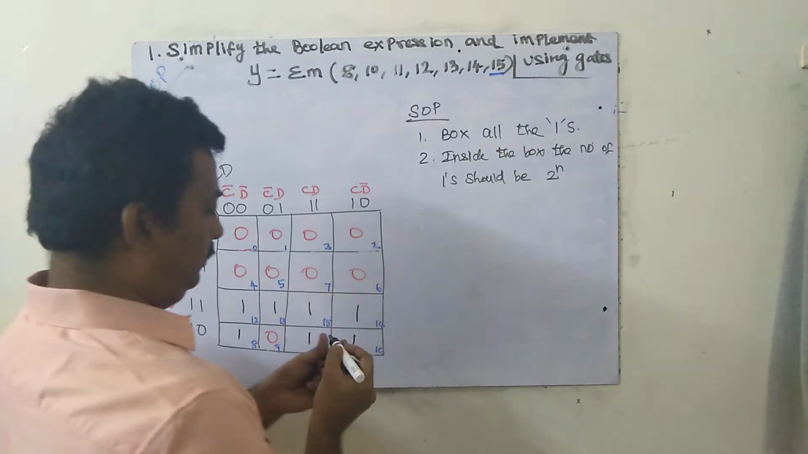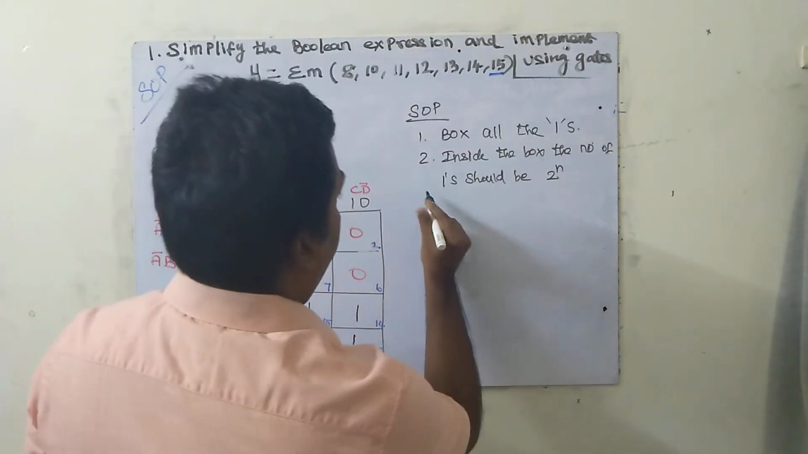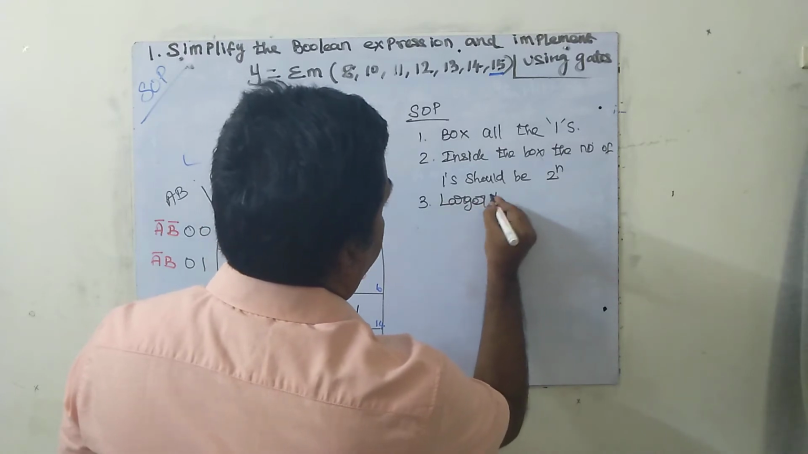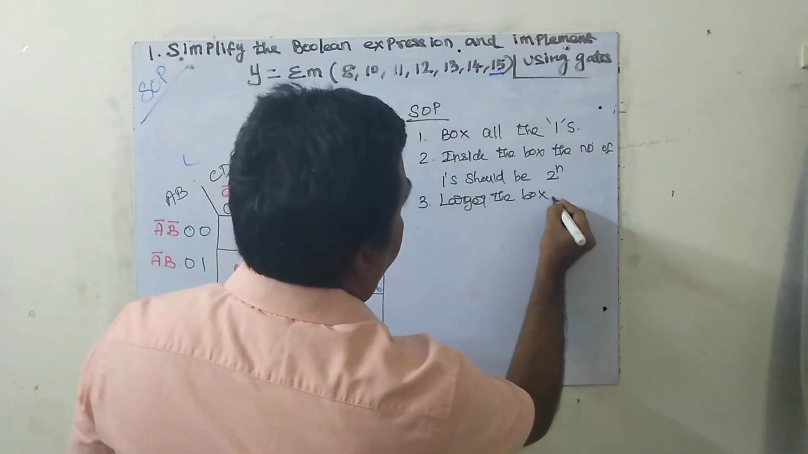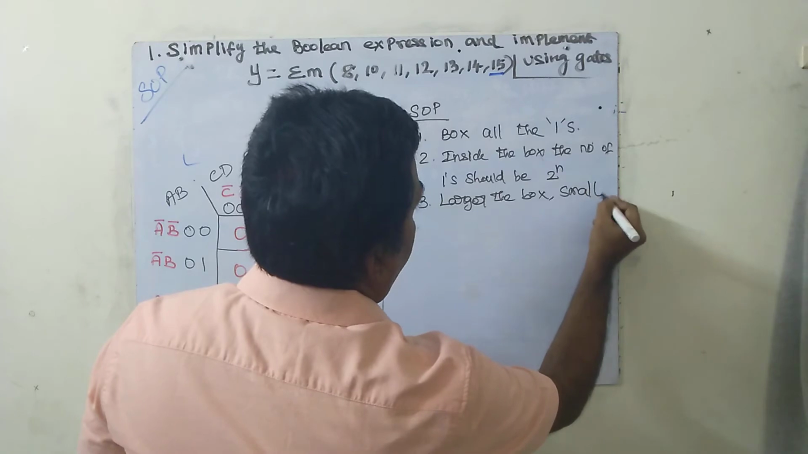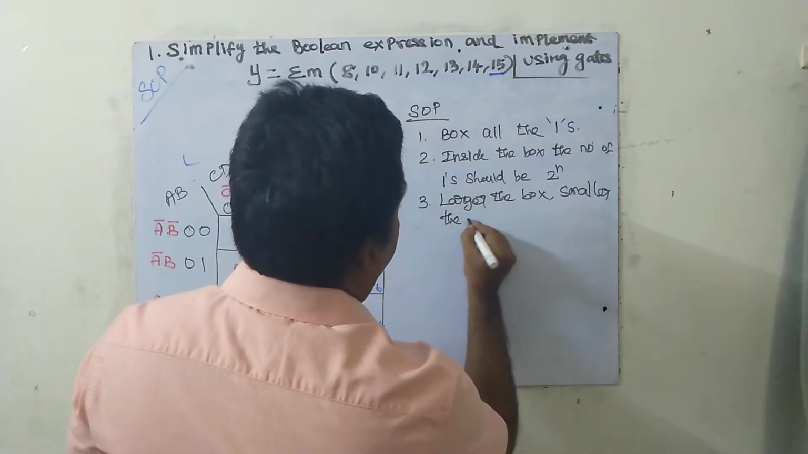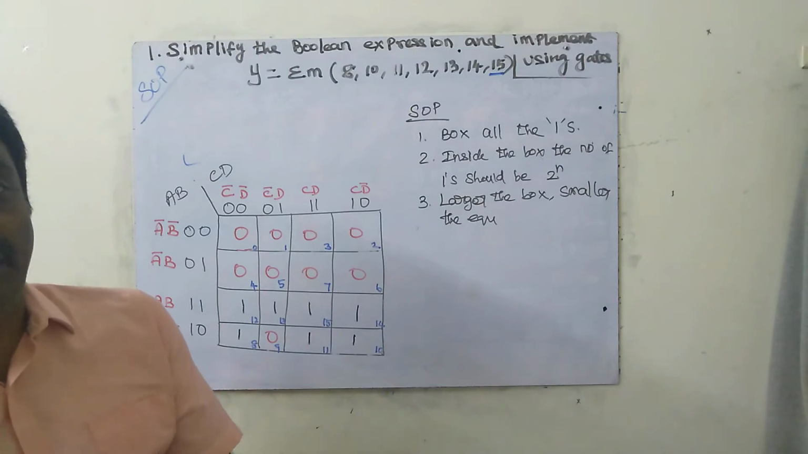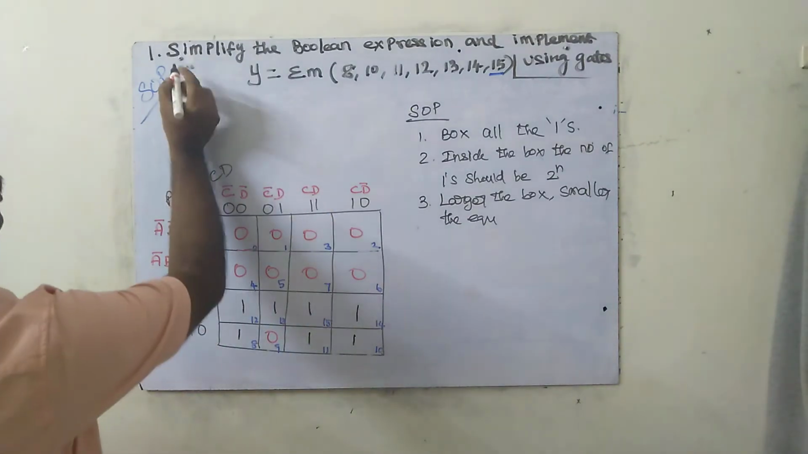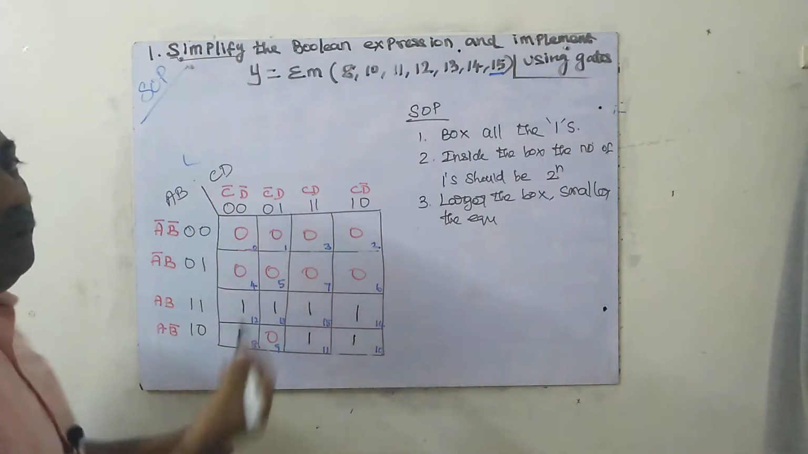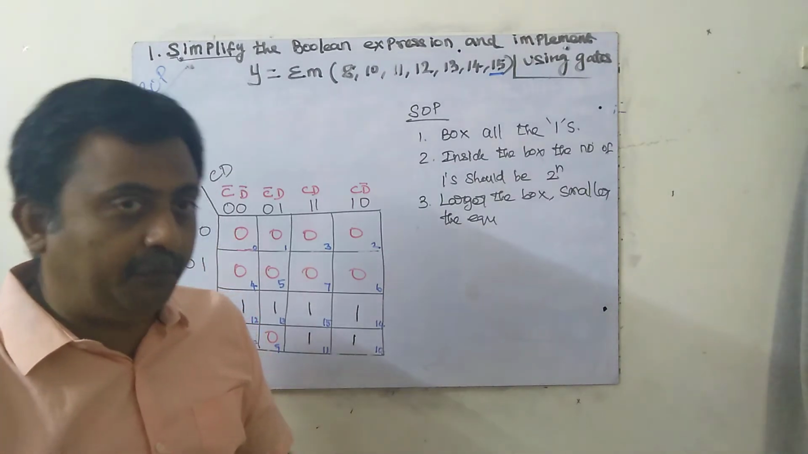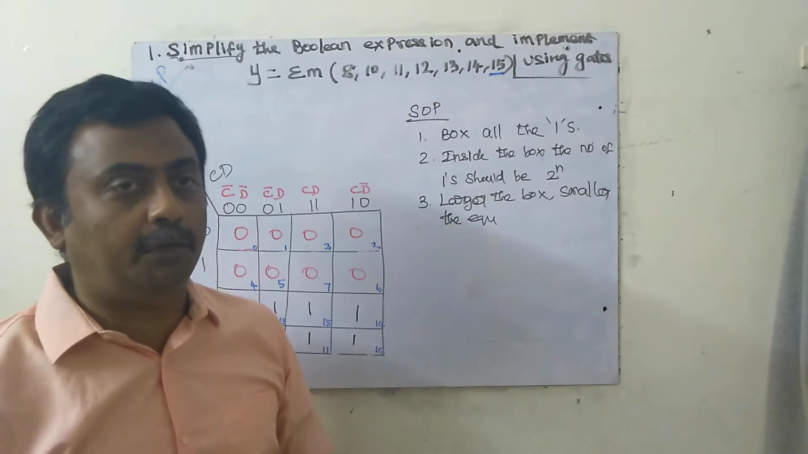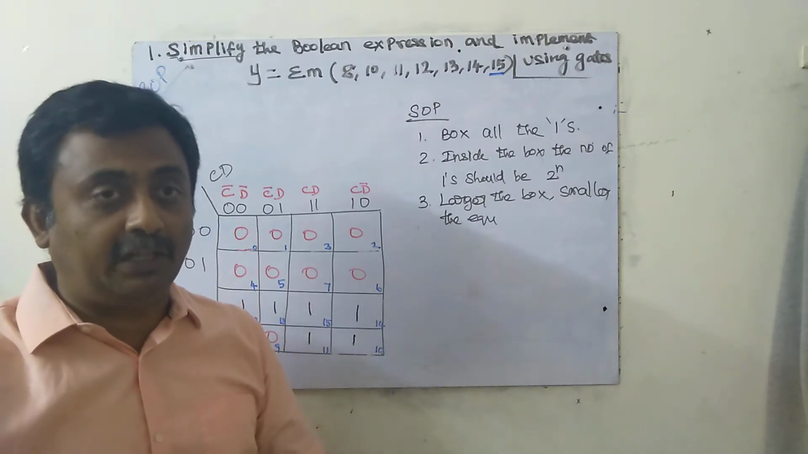Larger the box, smaller the equation. So if you go for a larger box, we will get a smaller equation. So what is the question here? The question itself says simplify. Simplify means we should get a small equation. So for that, what do we have to go for? We have to go for a larger box. So first we have to check for 16.